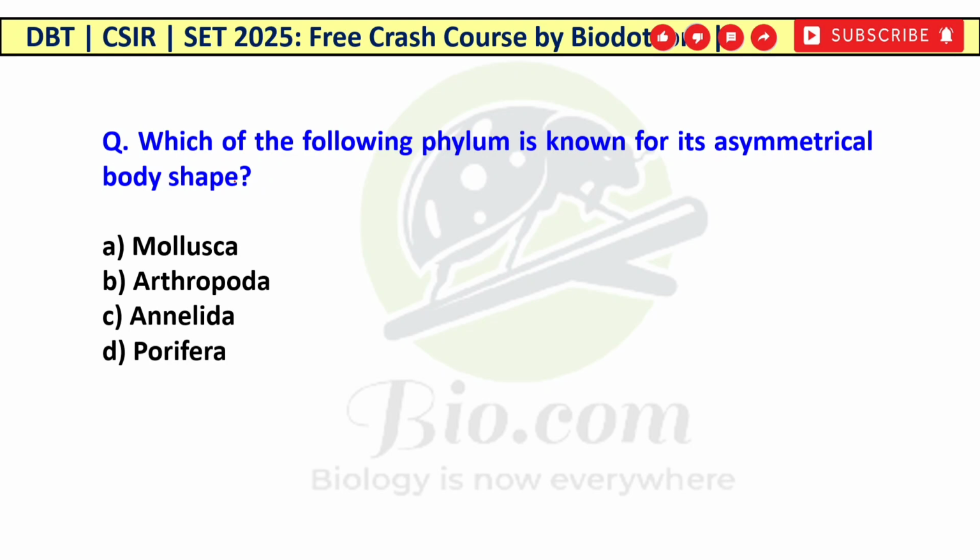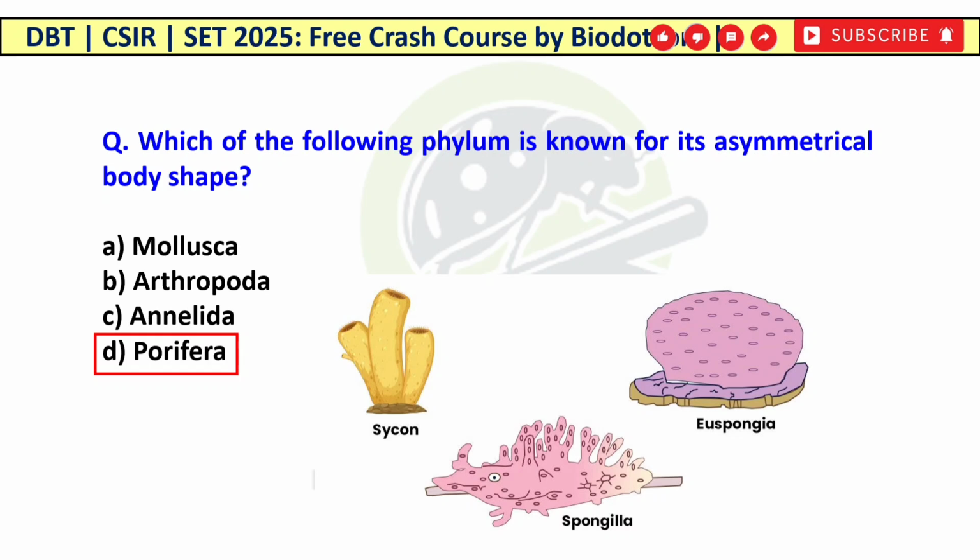Now next one. Which of the following phylum is known for its asymmetrical body shape? Mollusca, Arthropoda, Annelida, Porifera. As you all know, there are many characteristics of the animal kingdom. Out of which the asymmetrical body shape is of the Porifera, which is also known as the sponges. See here, if you want to cut this icon into two equal halves through any plane, you will not be able to do that because of their asymmetric body nature.